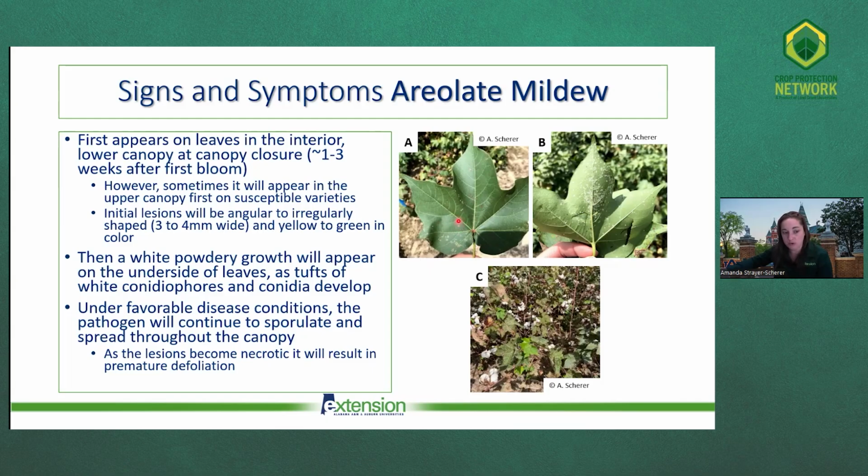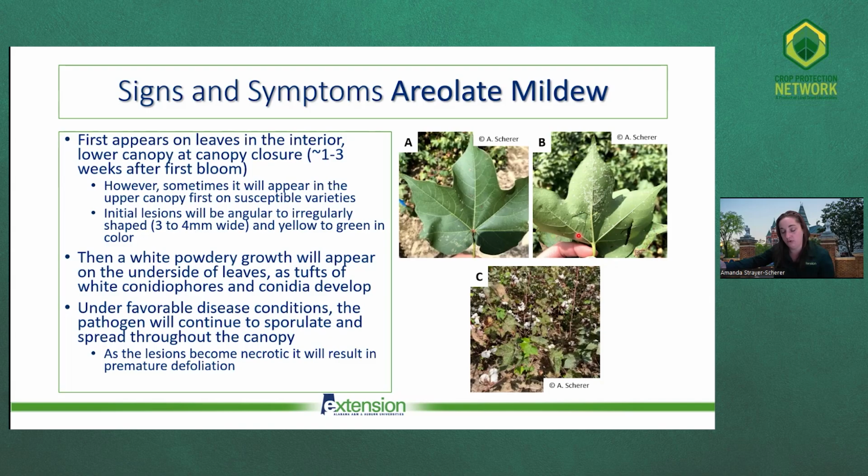Then as the disease progresses, you'll get this white powdery growth, which is pictured here in figure B. And essentially that growth is actual white conidiophores and conidia that have developed after that leaf has been infected. And we typically see that on the underside of leaves. And then if the conditions remain conducive for the rest of the season, that pathogen will then spread, as I mentioned, throughout that plant canopy.